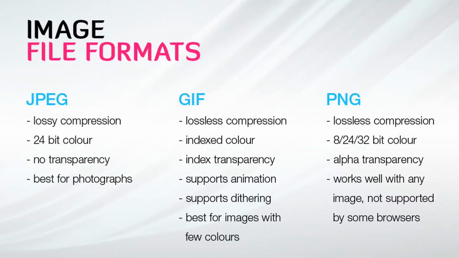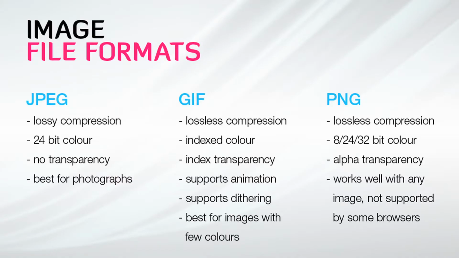It's too large. So JPEG is a form of lossy compression, meaning that when it compresses, it loses quality. It supports 24-bit color. It doesn't support transparency. Its best use is for photographs. GIF is a form of lossless compression, meaning it doesn't lose quality when you compress it. It uses indexed color. It supports animation. I'm sure you've seen all those stupid little animated GIFs from the 1990s. No one ever uses those anymore. It supports dithering, and it's best for images with a few colors.